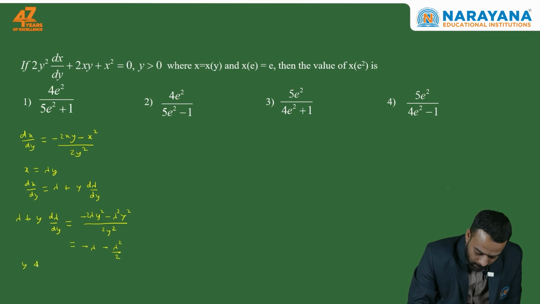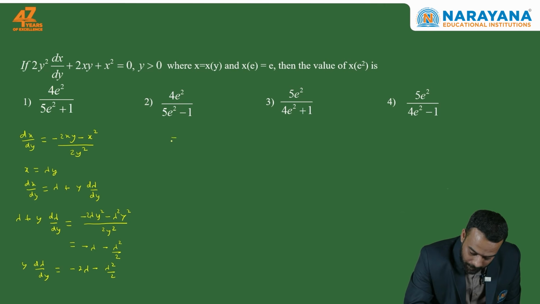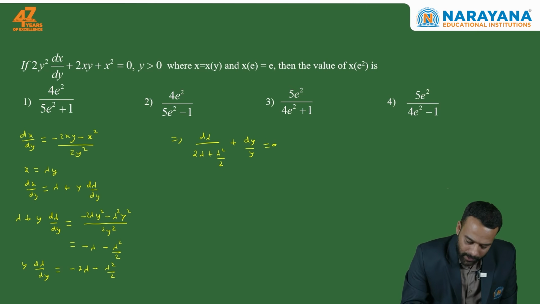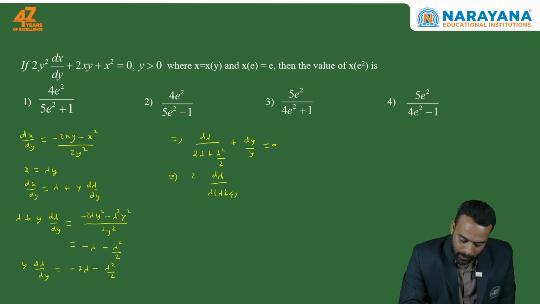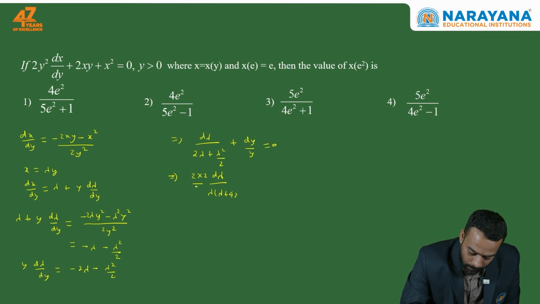So from here, now we are going to convert this into variable separable format. So what we are going to get? y d lambda by dy will be equal to minus 2 lambda minus lambda square by 2, which we can write as d lambda by 2 lambda plus lambda square by 2 plus dy by y is equal to 0. Now we can integrate it because it is in the variable separable format. So for that I will just modify the first term. So that is going to become 2 d lambda upon lambda square plus 4 lambda, which is nothing but lambda into lambda plus 4. I will multiply and divide by 2, plus dy by y is equal to 0.